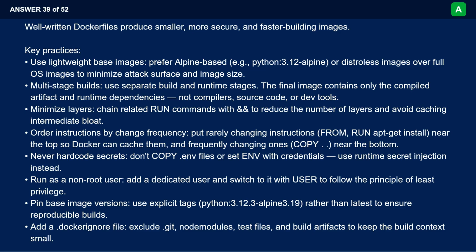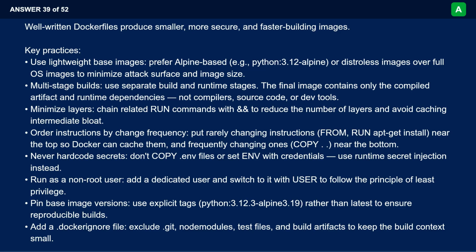Minimize layers. Chain related RUN commands with && to reduce the number of layers and avoid caching intermediate bloat. Order instructions by change frequency. Put rarely changing instructions, like RUN apt-get install, near the top so Docker can cache them, and frequently changing ones, like COPY, near the bottom. Never hardcode secrets. Don't COPY .env files or set ENV with credentials. Use runtime secret injection instead.